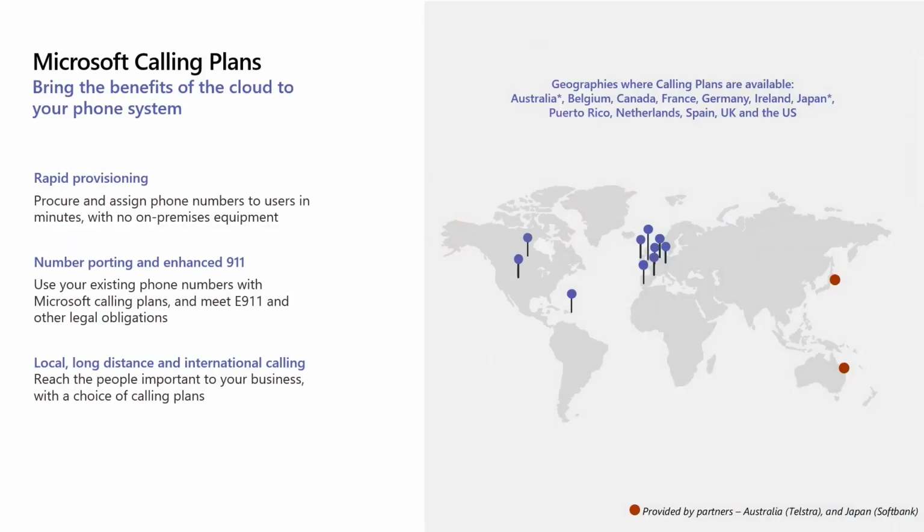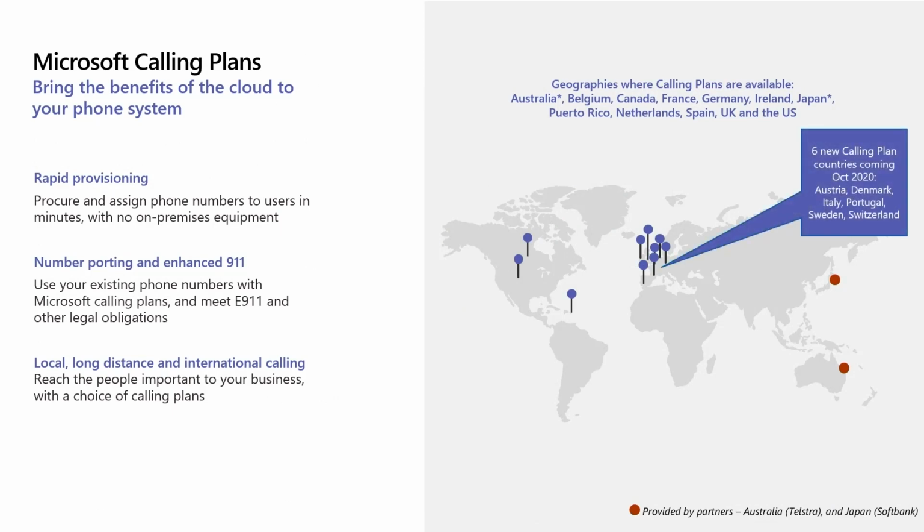We're now going to dive into the two options available to you for adding calling minutes. Again, they are Microsoft calling plans and direct routing through your telecom provider. And remember that you can use both. Let's start with Microsoft calling plans. As you can see, this option will be available in 16 markets as of October 1st. It gives you the ability to quickly assign phone numbers without any on-premise equipment needed. When I say quickly, I mean hours, not days or weeks.